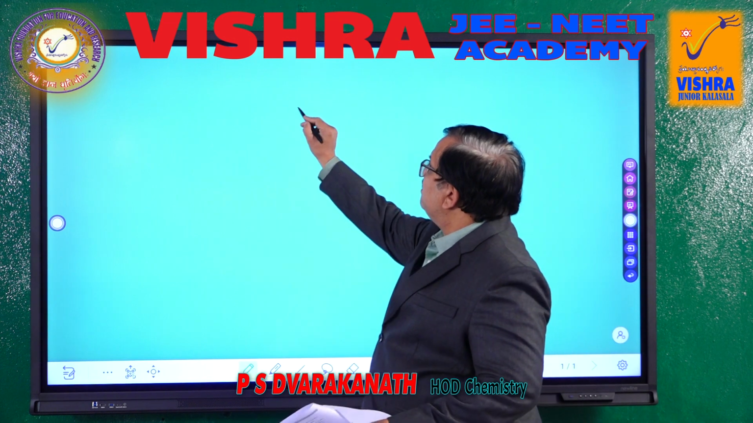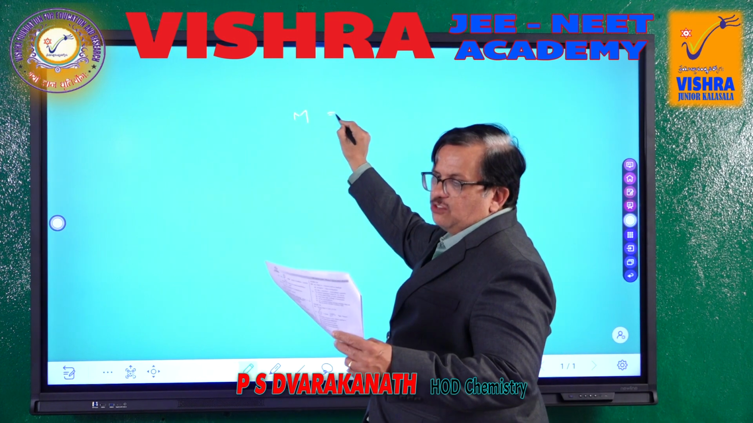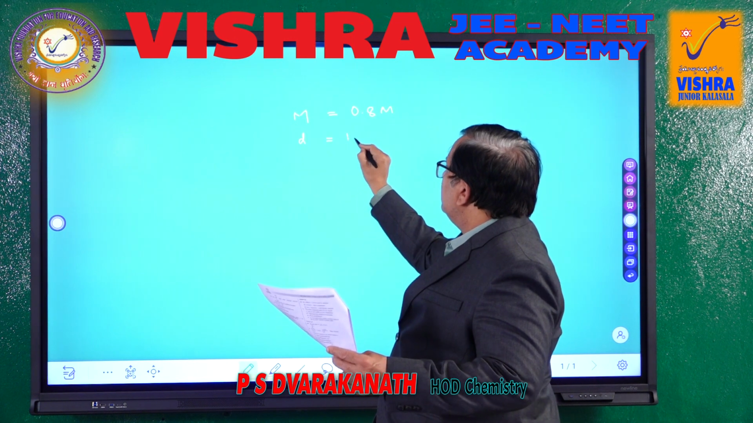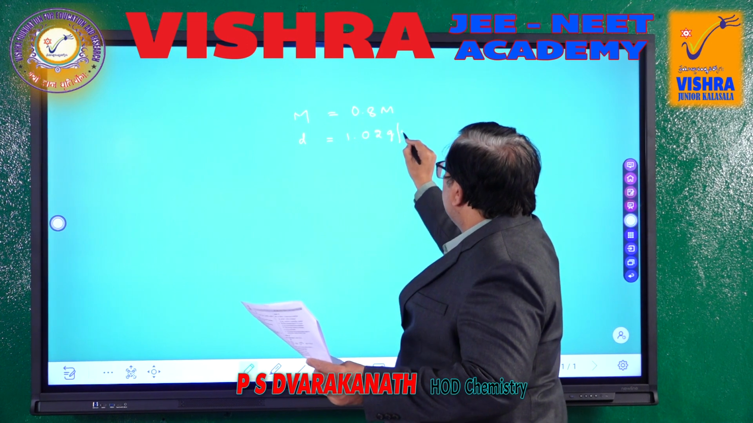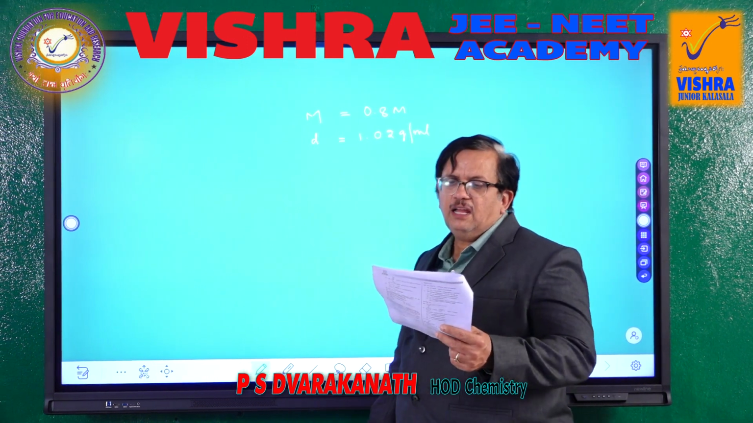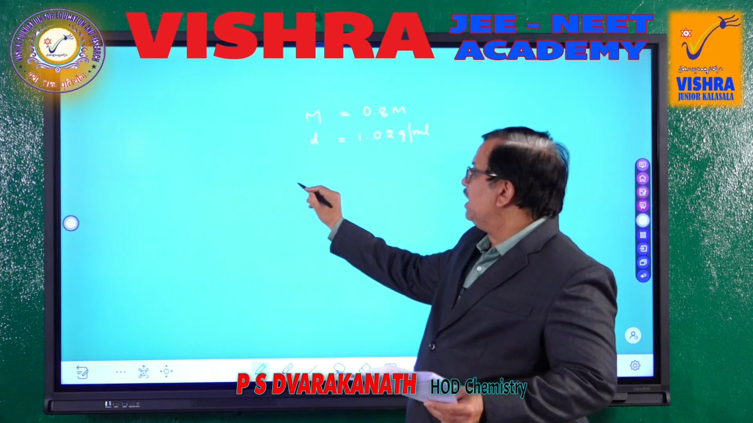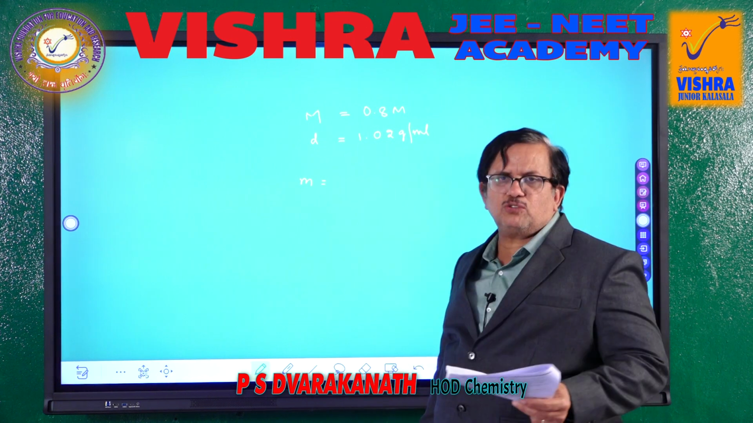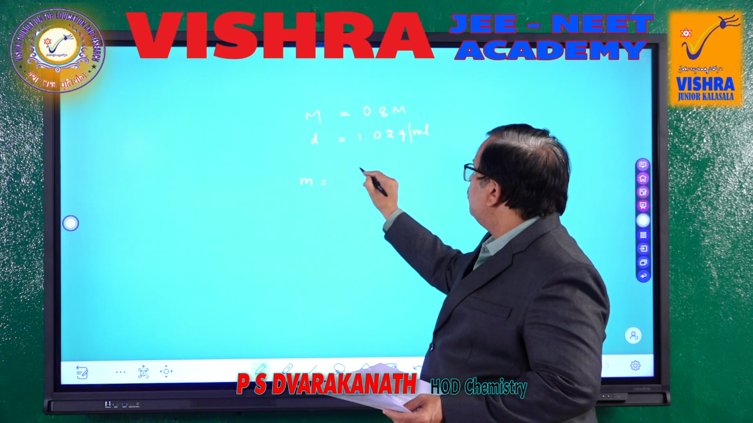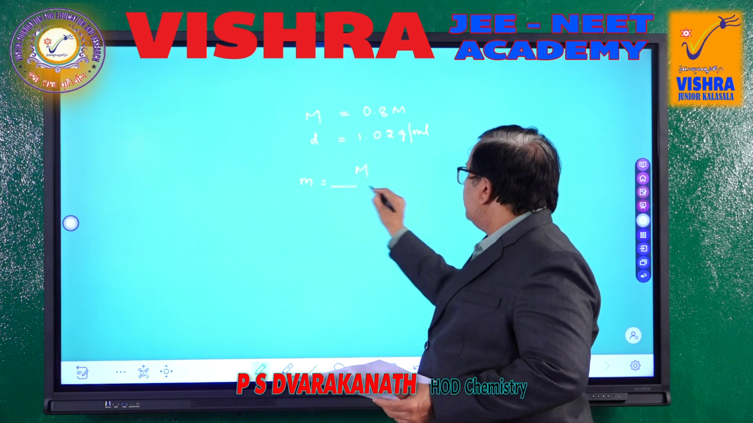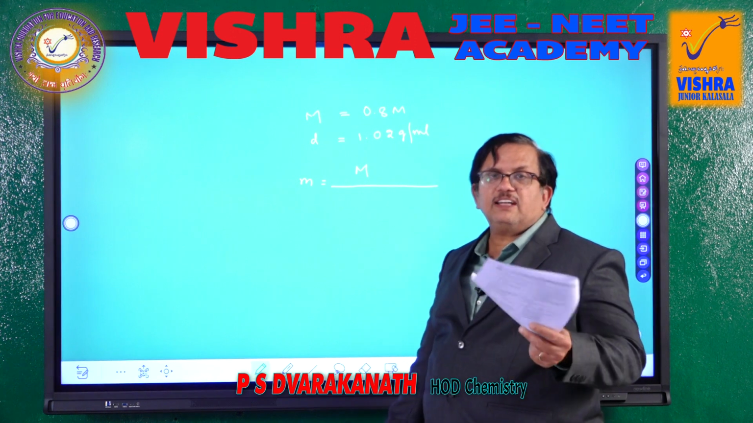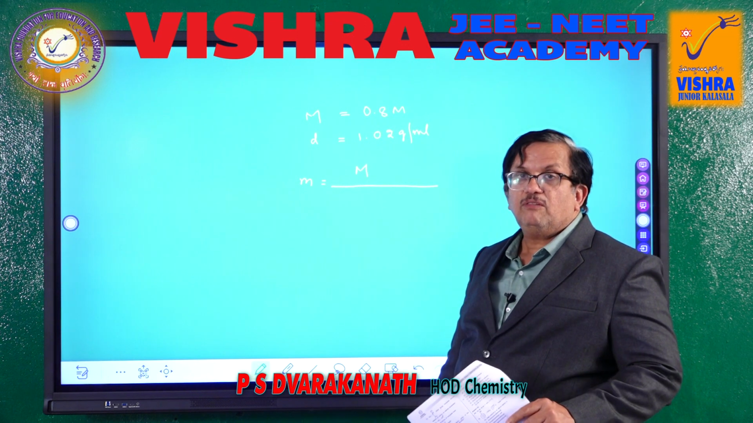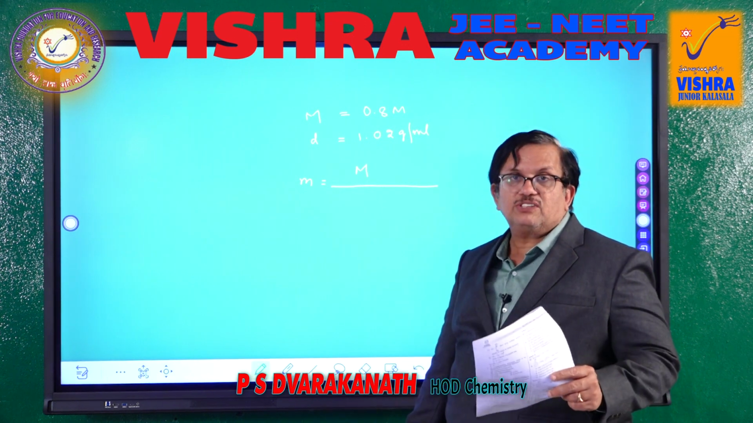Now molarity is given. What is the molarity of this H2SO4? 0.8 molar. What is the density that is being given? It is 1.02 grams per ml. Then what is the molality? Molality is calculated simply as the number of moles of the solute divided by the weight of solvent in kilograms. First, you calculate the weight of solvent.